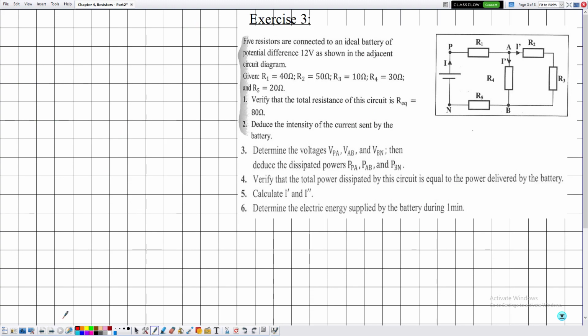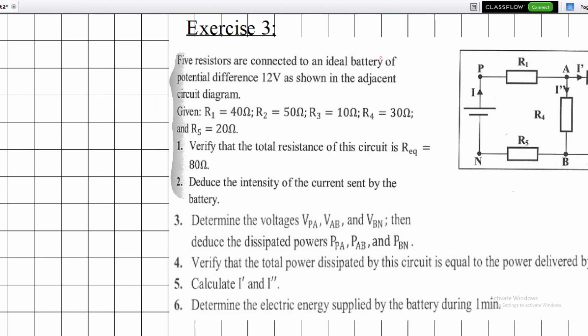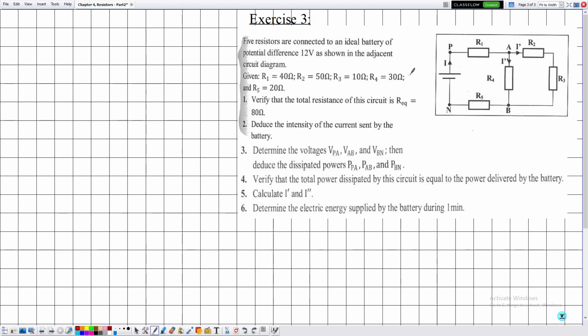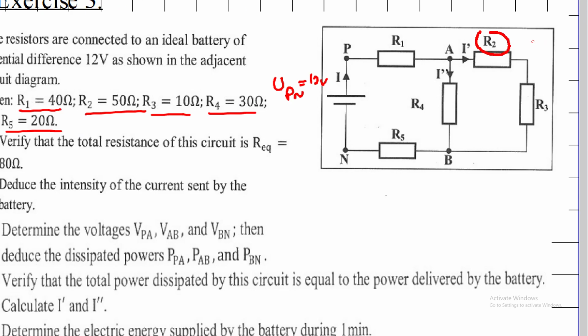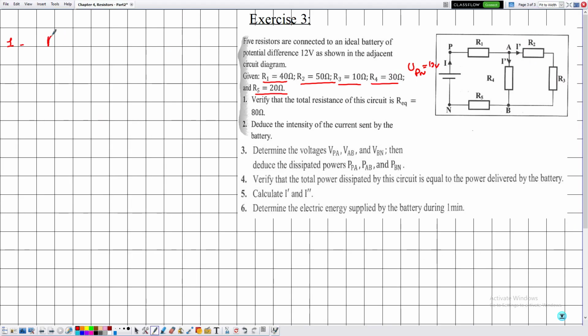Now 5 resistors are connected to an ideal battery of potential difference 12 volts. What is meant by ideal will be left to the next chapter. So here we have that UPN is equal to 12 volts. Now we have the value of the resistances R1, R2, R3, R4 and R5. Number 1. Verify that the total resistance of this circuit, R equivalent, is equal to 80 ohms. So we will start with the two resistors whose grouping is obvious, which are R2 and R3. Then R2 and R3 are in series.